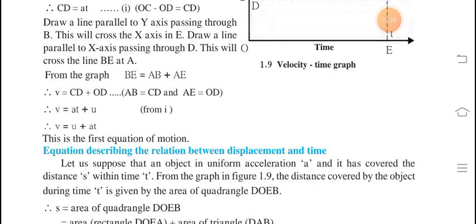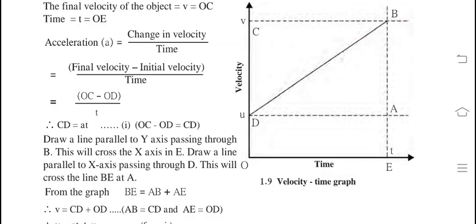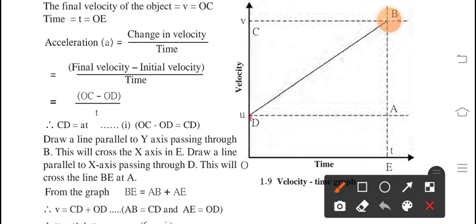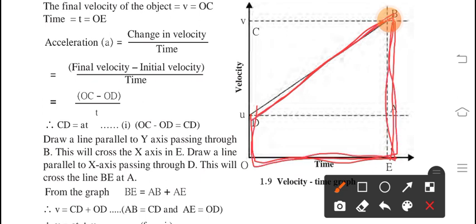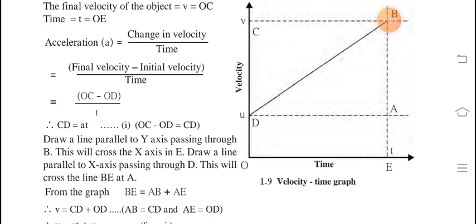From the above graph, which is 1.9, the distance covered by the object during time t is given by the area of quadrangle DOEB. This DOEB is the area which gives you a relation for the same. So that means we have to find this area.